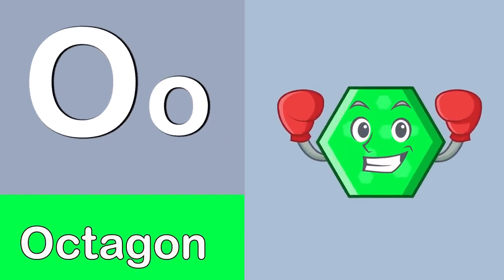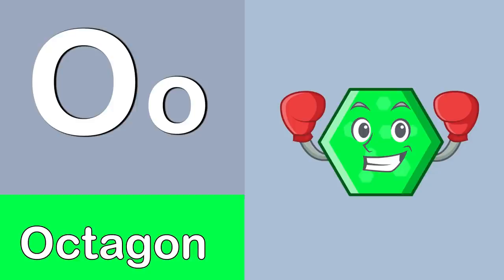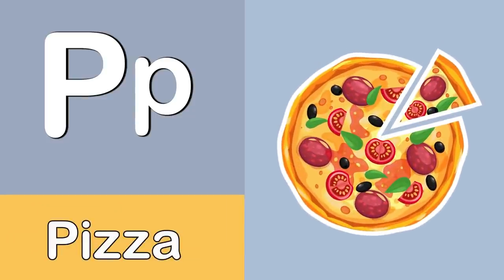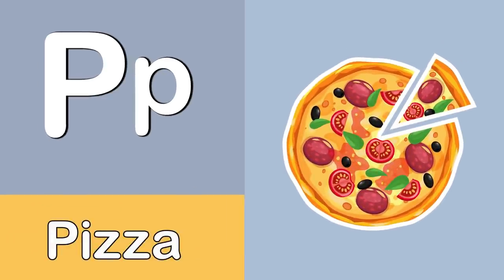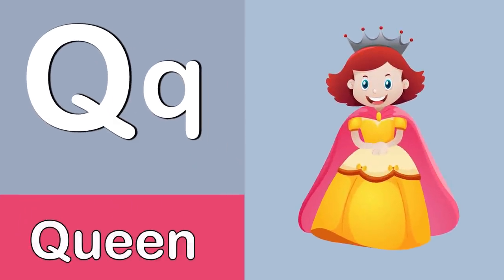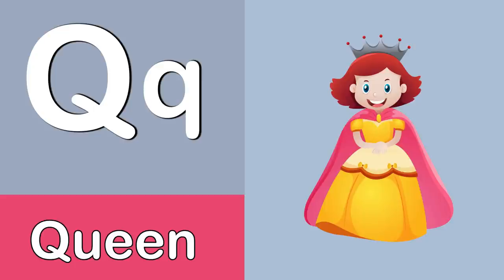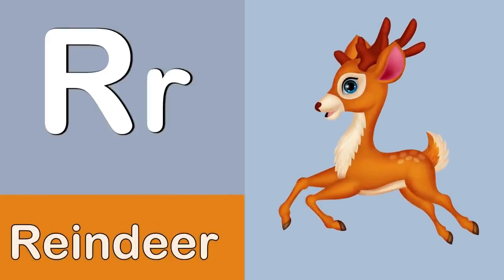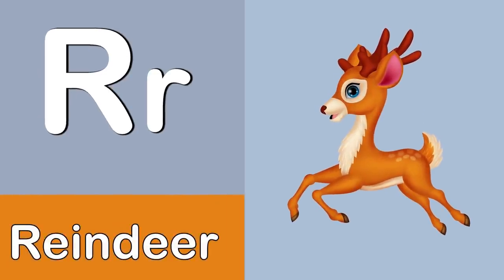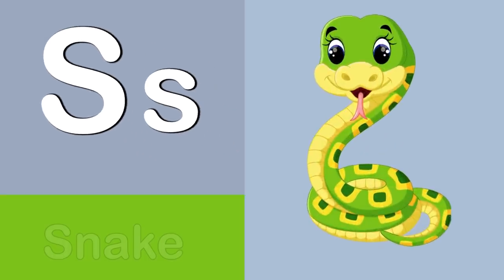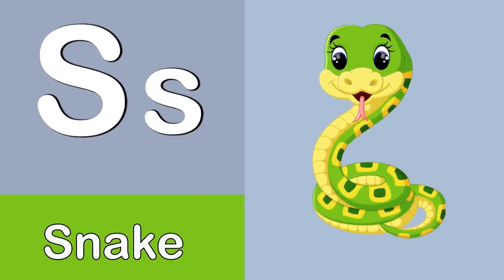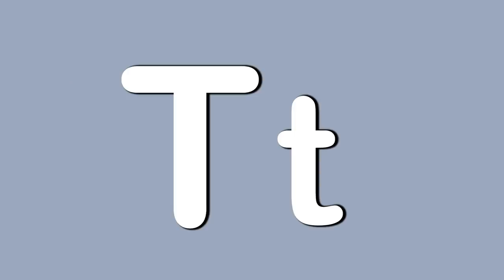Octagon. P, pizza. Q, queen. R, reindeer. S, snake.